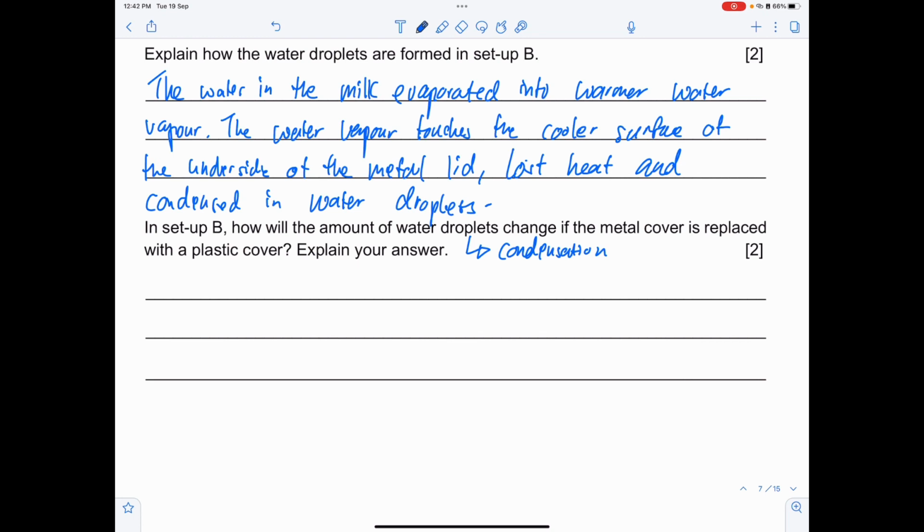So given that plastic is a poor conductor of heat, when the water vapor touches the plastic, it will lose heat slower. It's a comparison. Because heat was lost at a slower rate from your warmer water vapor, it will condense at a slower rate. So what are we looking at? How do we pen this answer? You would say that less water droplets are formed.